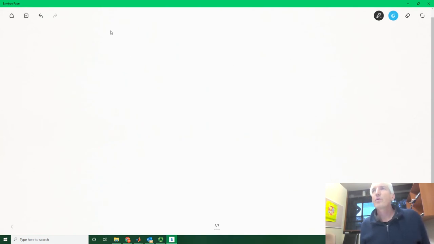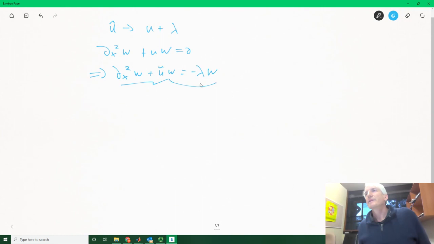So the only thing left is just to draw this conclusion here that leads us to study the equation, because we've already got u goes to u plus lambda. So what happens if we do that? Then we take that equation we had, dx squared w plus uw equals 0, and it becomes like a u hat here, plus u hat w equals minus lambda w. And that equation is super important, and it is the Schrödinger equation.